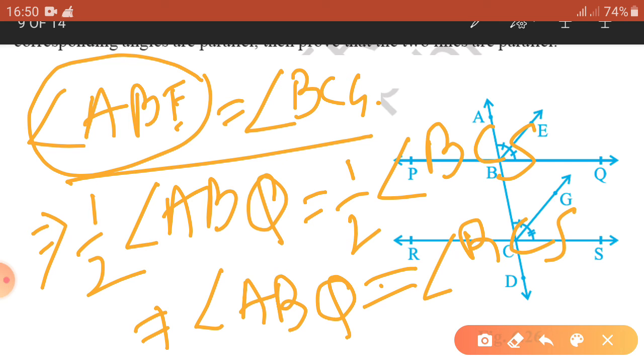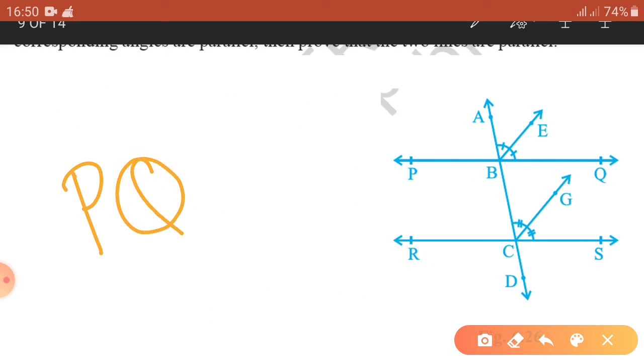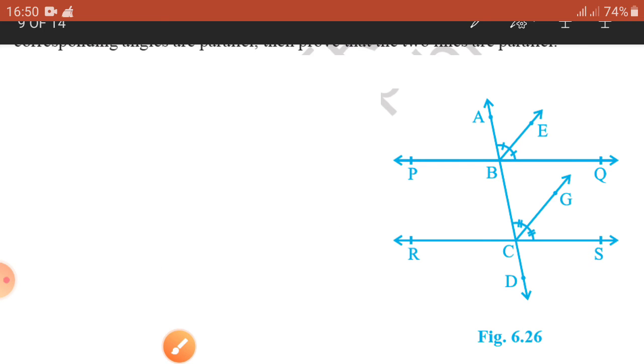Got it? But they are the corresponding angles formed by transversal AD with PQ and RS, and they are equal. So therefore you can write that PQ parallel to RS, that is from converse of corresponding angles axiom. Okay, go to the next example.